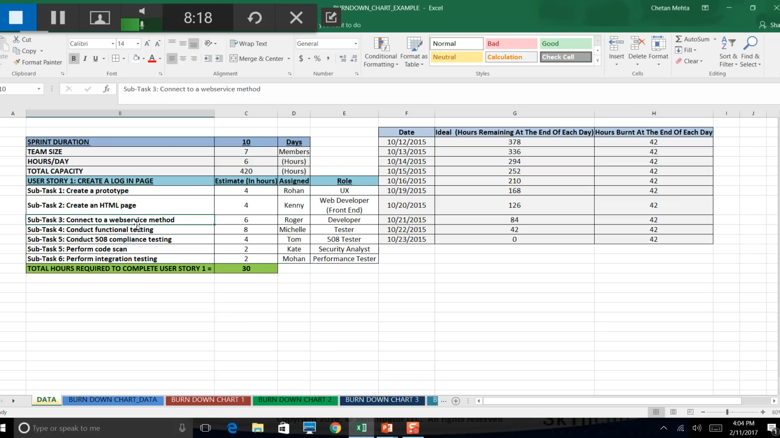Third subtask is connect to a web service method. It will take 6 hours. Roger has been assigned, and he's a developer. Subtask 4, conduct functional testing. It will take 8 hours. Maybe it's very complicated. Michelle is the tester. Conduct 508 compliance testing. Tom has been assigned, and he is going to take 4 hours to do that.